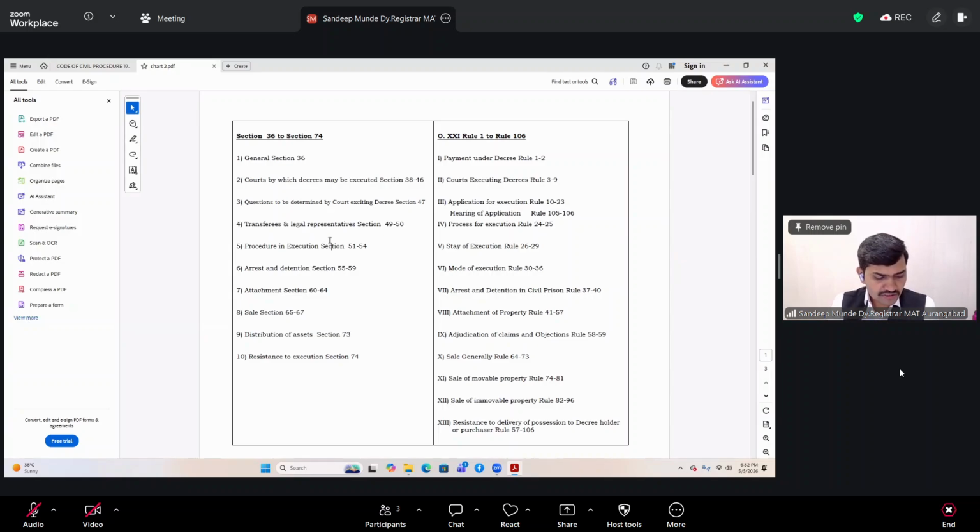If we turn to Order 21, Rules 3 to 9, it states courts executing decrees. Which court has jurisdiction to execute the decree? Where the land is situated in more than one jurisdiction, transfer to the court of small causes, and the mode of transfer. So, as per Sections 38 to 46 and Rules 3 to 9, which courts are competent to execute the decrees? The court which passed the decree and the court to which the decree has been sent for execution. These two courts have competent jurisdiction to execute the decree and the order.